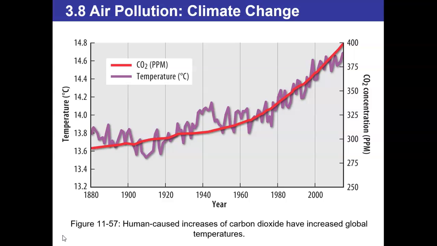We see climate change and CO2 concentrations. Since 1880, carbon dioxide concentration has increased by more than 1/3, and Earth has warmed by about 1 degree Celsius or 2 degrees Fahrenheit. Ultimately, this is a result of human-caused increases of carbon dioxide that have increased global temperatures.